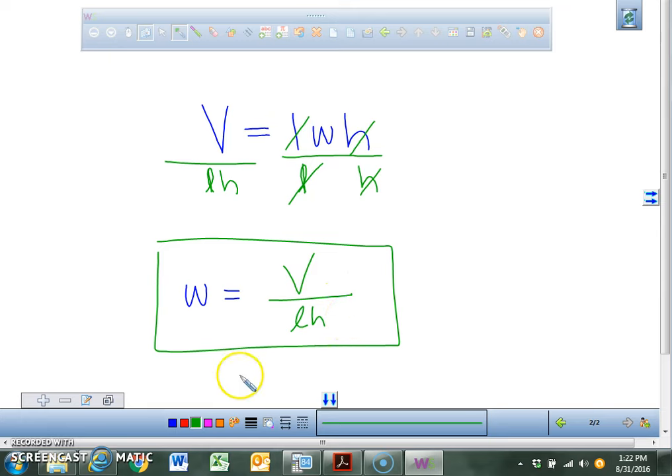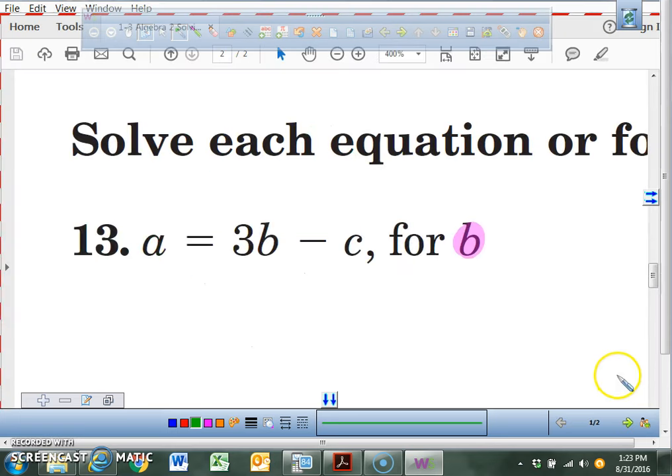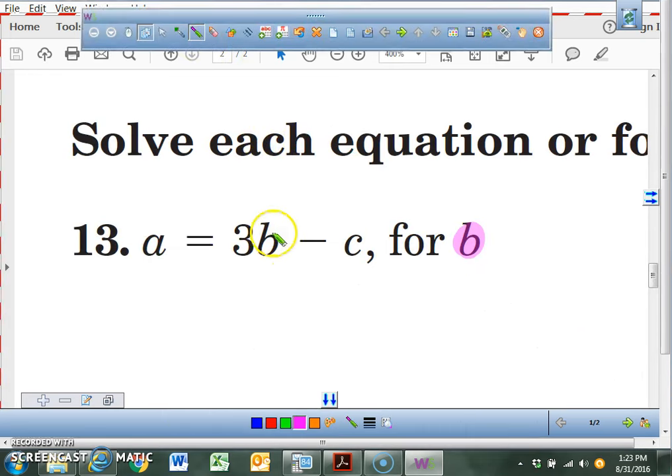All right. So far so good? Your formulas have sometimes more than just one letter. We have to learn how to manipulate things. So that's what we're going to be doing today. So let's go back to our first one. We're going to be solving for B.